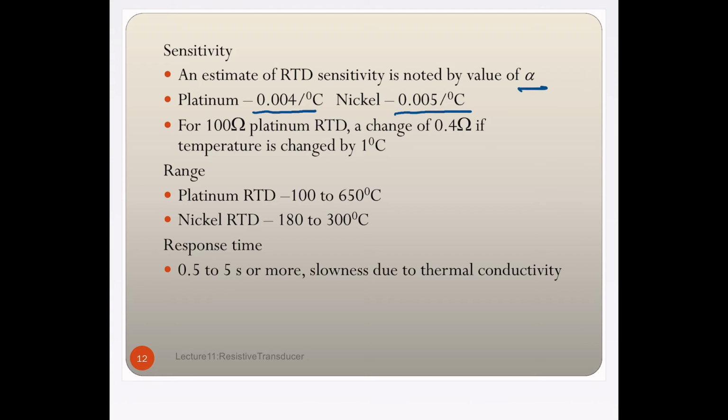In terms of operational temperature range, for platinum, it is between 100 degrees C to 650 degrees C. And for nickel, it is 180 to 300 degrees C. So it's quite a high temperature there. The range is bigger for high temperature. In terms of response time, we consider the response time for the RTD is slow, 0.5 to 5 seconds or more. This is due to the thermal conductivity.